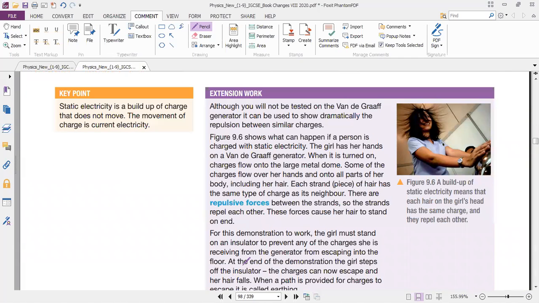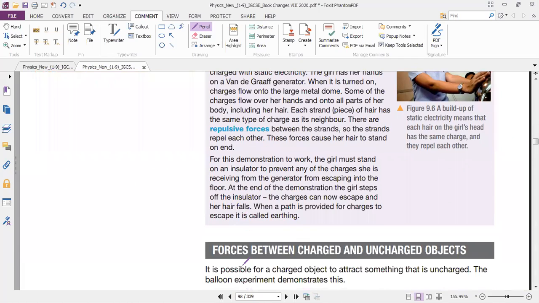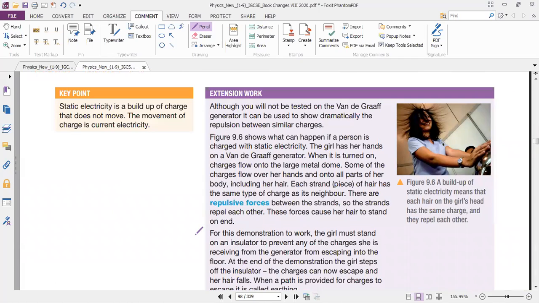Next, this is a demonstration. This demonstration is that Van de Graaff generator demonstration. The Van de Graaff generator is a device that produces static charge. If you touch a Van de Graaff generator, you would not get a shock. It has a large dome, and the dome is charged. The girl touched the dome, and charges now spread all around the body and head of the girl, and look at her hair.